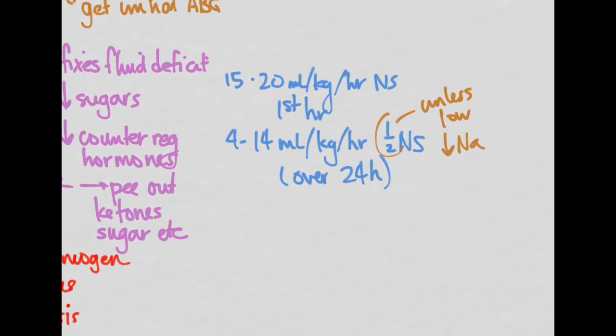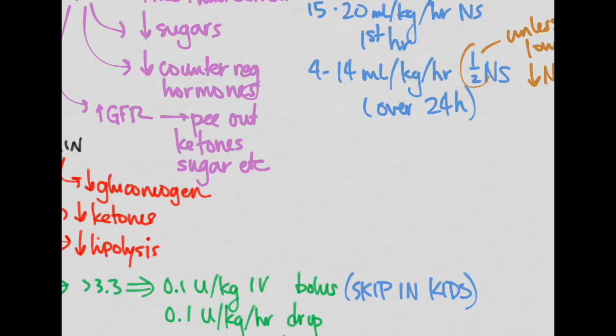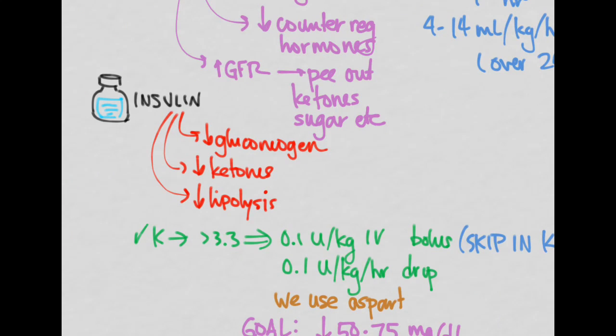And so what the ADA recommends is for the first hour, you want to give 15 to 20 milliliters per kilogram as a bolus of normal saline, and then you want to give 4 to 14 milliliters per kilogram an hour of half normal saline, unless, of course, the sodium is low, in which case then you can use normal saline. But remember, we said that the patients are going to have pseudo-hyponatremia, so the sodium is going to be much higher than it actually is, and so that's why they recommend possibly doing that. Okay, and so that's fluids.